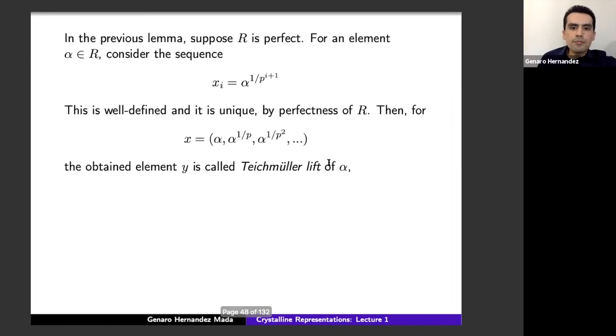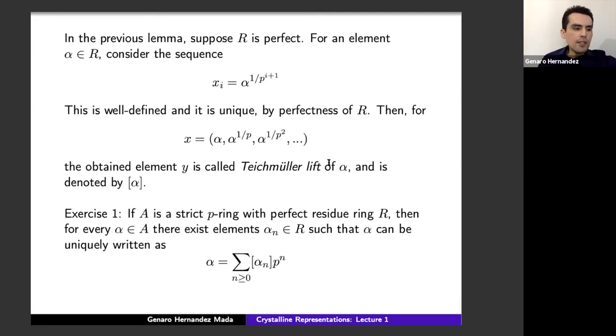Okay. So a good exercise that we could discuss in the training sessions is this one. If A is a strict P ring with perfect residue ring R, then for every alpha, there exist elements in R, alpha n, such that alpha can be uniquely written in this form, okay? So this is a very interesting exercise because it tells me that in that case, I have a representation of all the elements of this form, right?